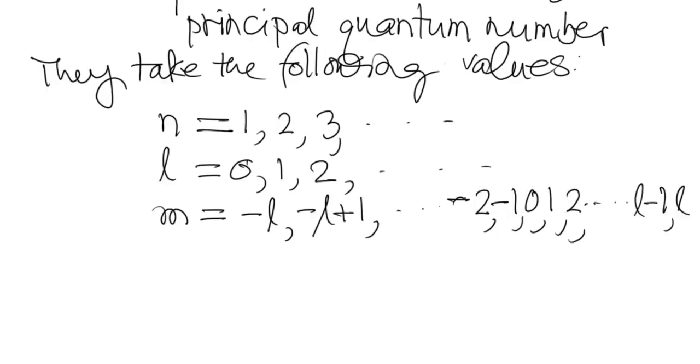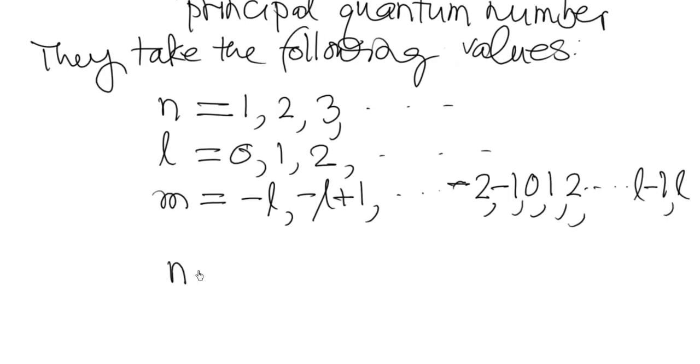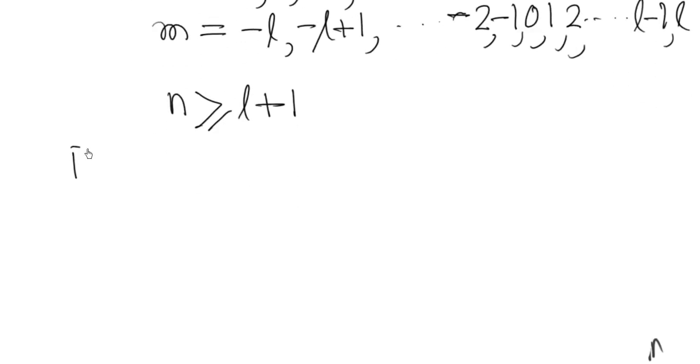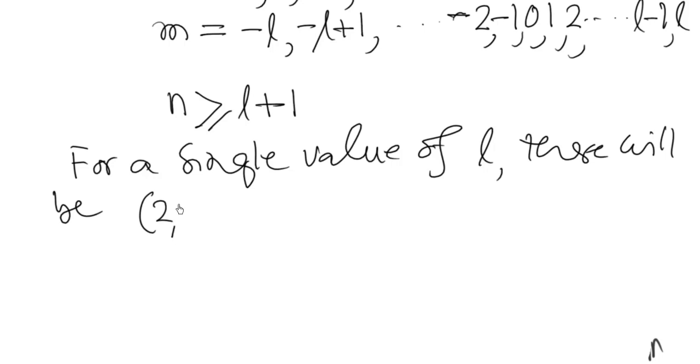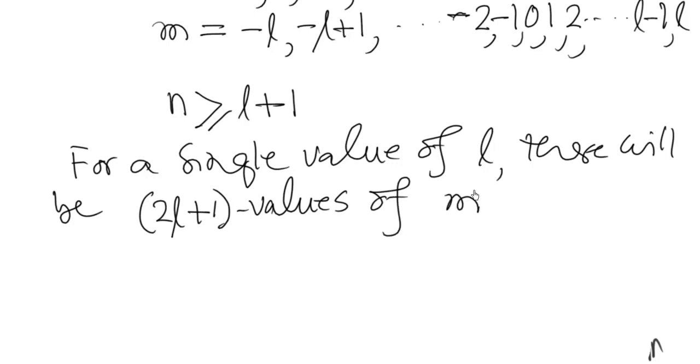So the relation between n and L is n is greater than or equal to L plus 1, and corresponding to a single value of L, there will be twice L plus 1 values of M, the magnetic quantum number, indicating by subscripts the quantum numbers upon which each function depends.